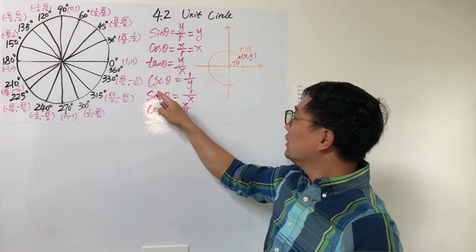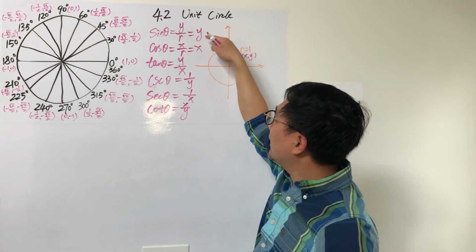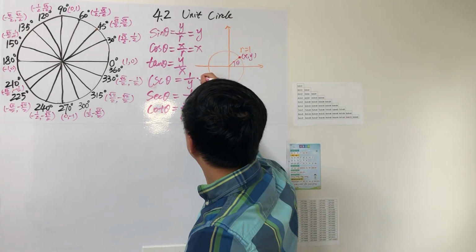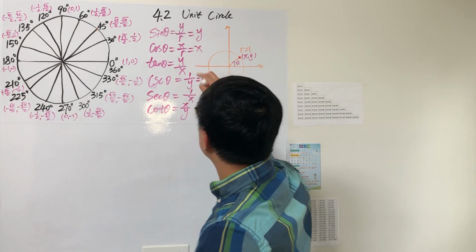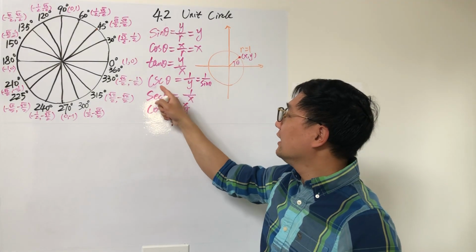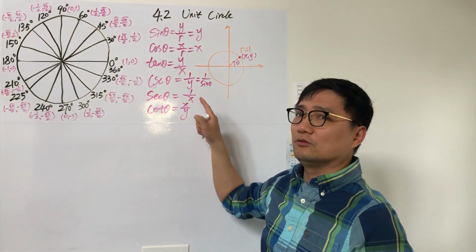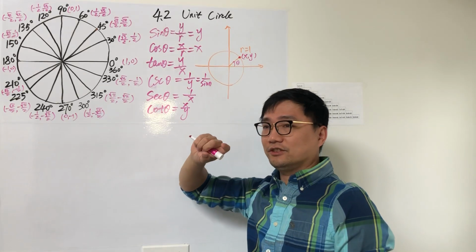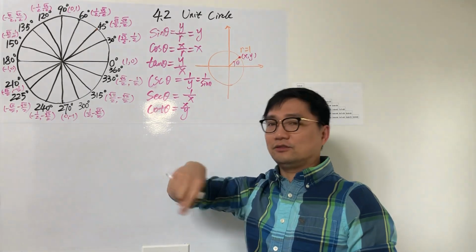You can see the cosecant is 1 over y, that means this is y, so we can rewrite the cosecant as 1 over sine, because 1 over y is the definition. We can say cosecant is the reciprocal of sine. What is reciprocal? That means flip. If this is a fraction, you just flip the top to the bottom and the bottom to the top.